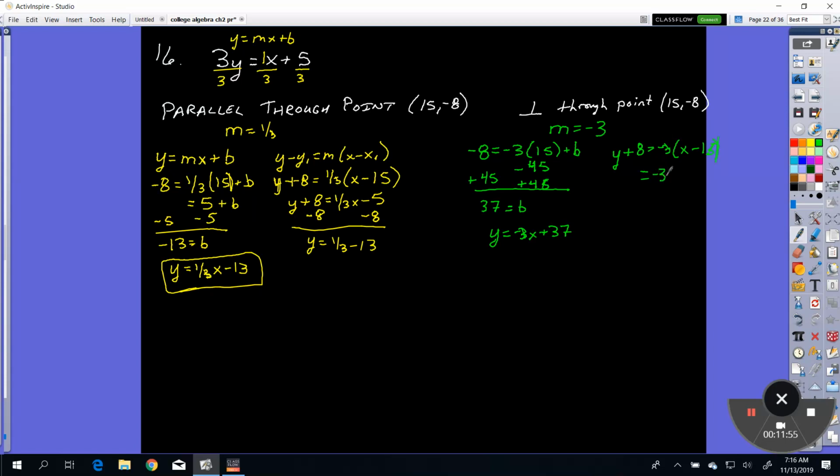If I do this one, I distribute the -3. So that makes -3x plus 45. Then I'm going to minus the 8 away from the left side. So y equals -3x plus, 45 minus 8 is 37.